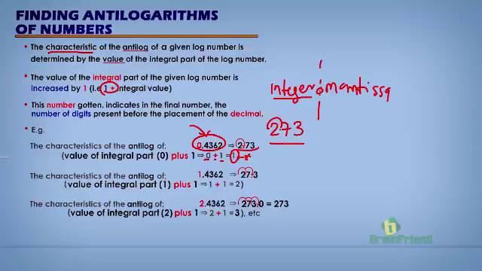Let's take a look at another example. If we were given this number 1.4362, to find the antilog of 1.4362. Now first we'll find our integral part. To find our integral part, we said earlier that we simply add 1 to the value of our integer in our original number. So we have 1 as our number, we add 1, and hence we have 2.